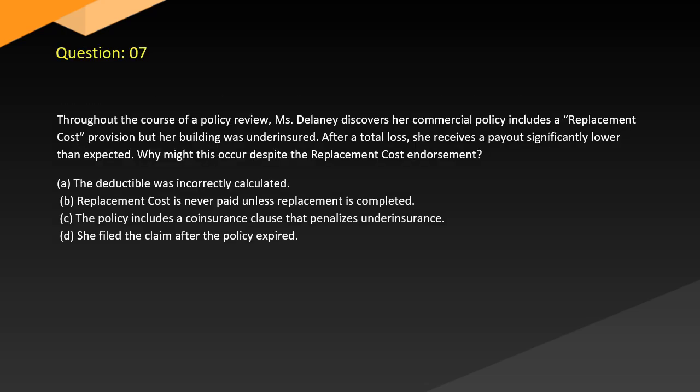Question 7. Throughout the course of a policy review, Delaney discovers her commercial policy includes a replacement cost provision, but her building was underinsured. After a total loss, she receives a payout significantly lower than expected. Why might this occur despite the replacement cost endorsement?